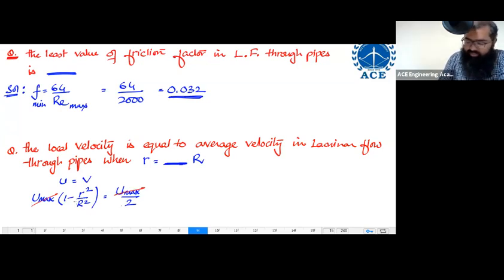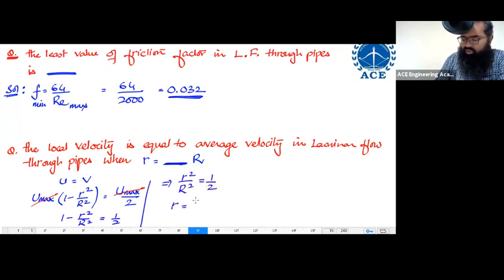Now you develop the relationship of small r in terms of capital R. So what are you going to get? 1 minus small r square upon capital R square is equal to half, which implies small r square upon capital R square is equal to half, which implies small r is equal to capital R by root 2. From here, small r is supposed to be equal to 0.707 capital R. This is supposed to be your answer.